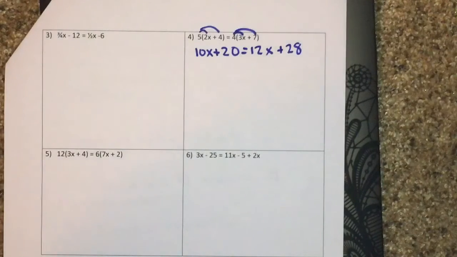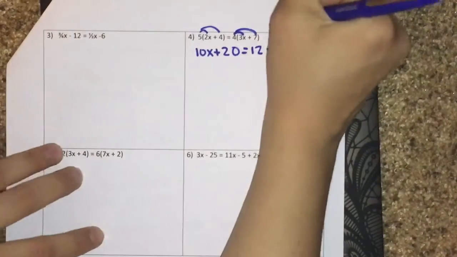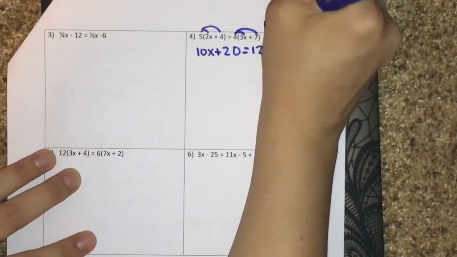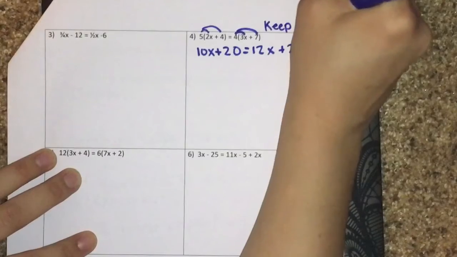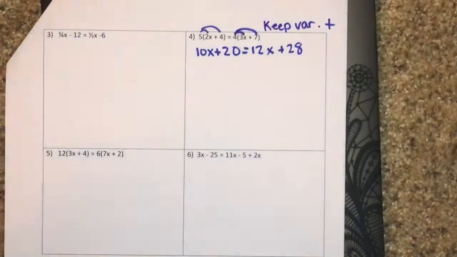Step 2 is to combine like terms. Again, we don't have any terms that we can combine on either side of the equal sign. So we have to work on our next step, which is to get all our variables to one side and numbers to the other side. Fun fact, it does not matter which side you get them to. Either one is going to work. I would say your goal would always be to try and keep the variable positive.